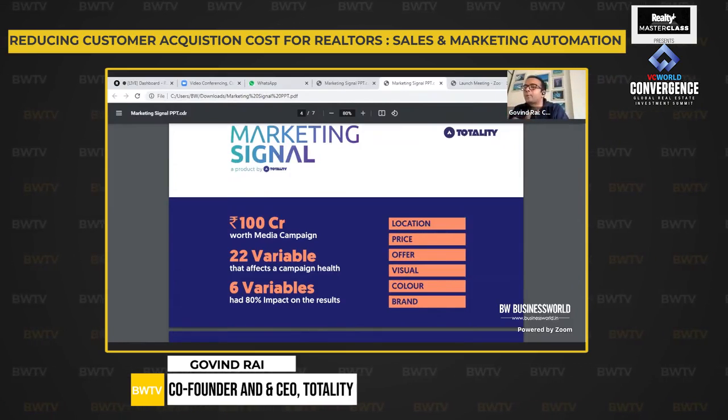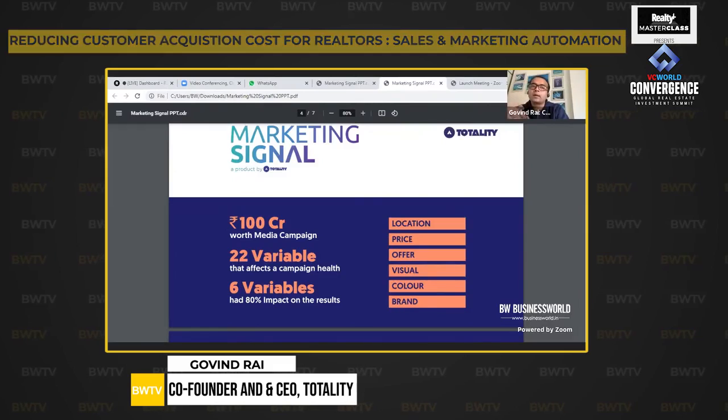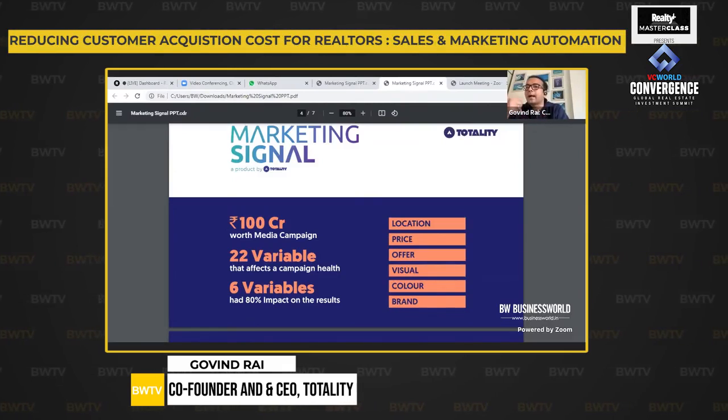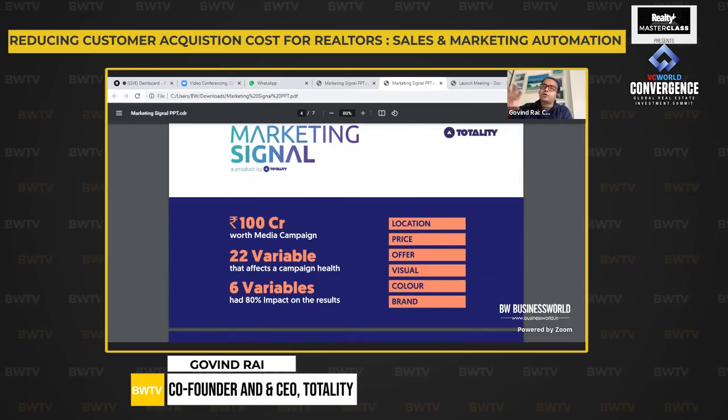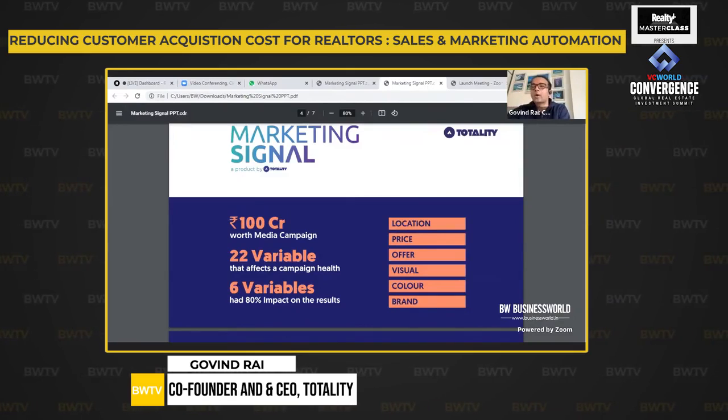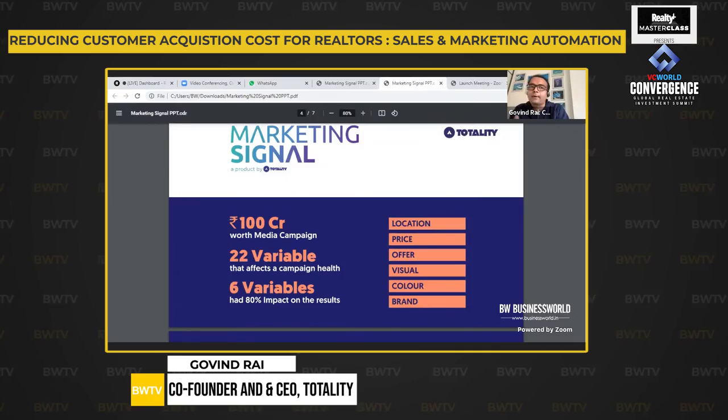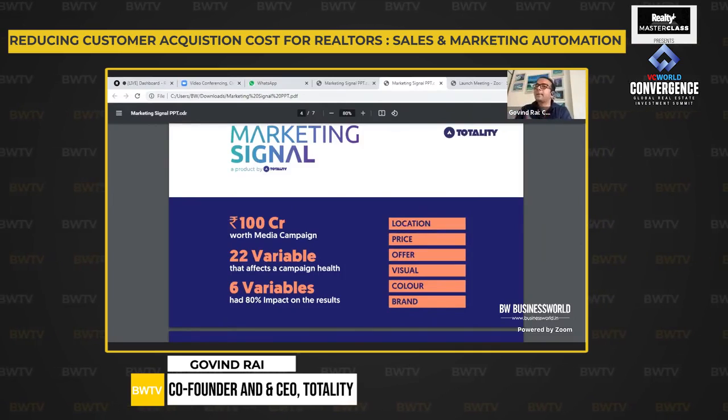And one of the most important things why we call it marketing signal, all the historical data the system is able to read, and it's able to pull out the signals and nudges to the realtors, to the marketeers, to help them in an automated manner. Where should they put their 1 lakh? Where should they put the next 2 lakh that they're going to spend on digital or on outdoor? So that's one automation that we have tried to explore from our end, where we really believe that we are able to bring down the customer acquisition cost by optimizing the media mix.